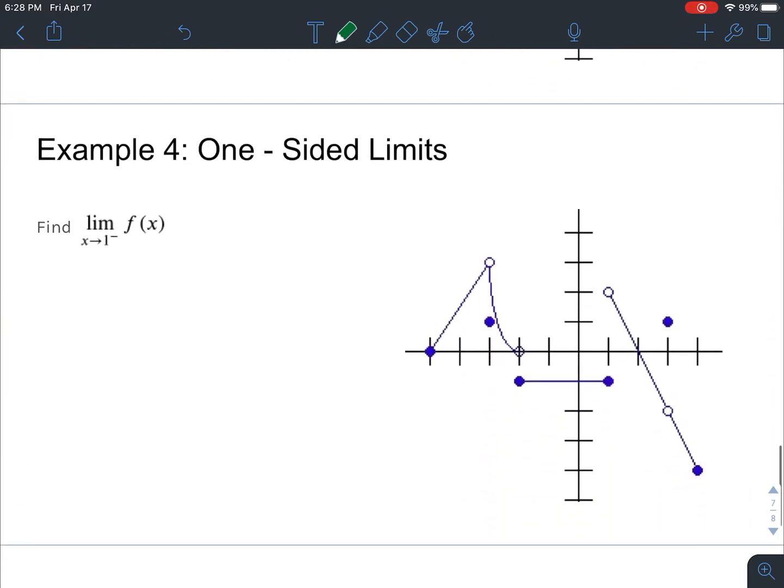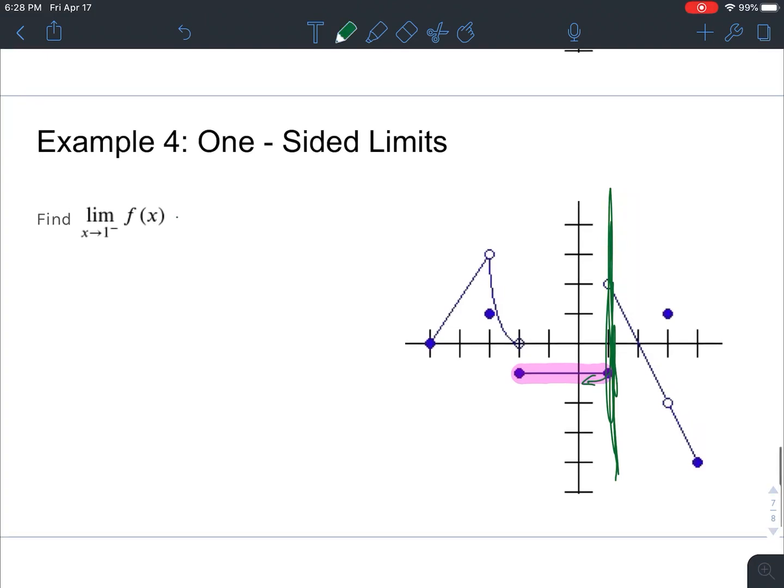Example number 4. So we're doing the limit of f of x as x goes to 1 from the negative side. So I'm just going to take note of where x equals 1 is. And I'm going to trace the graph now from the left-hand side. So I'm tracing from the left-hand side, and I notice that the value of y is close to negative 1. So the limit of f of x as x goes to 1 from the negative side is negative 1.